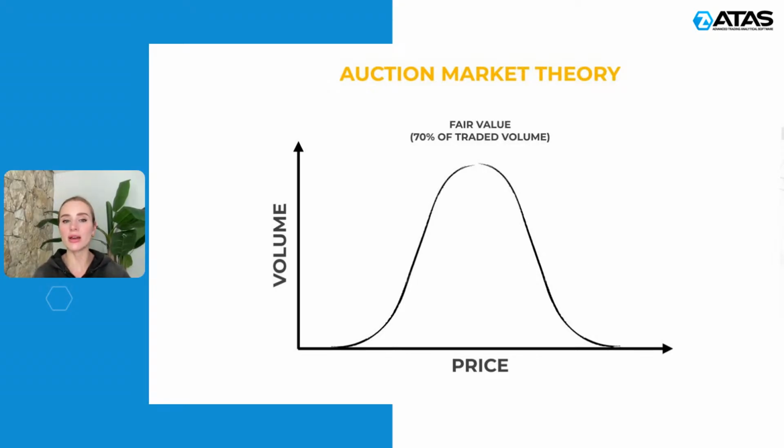Remember, the value area, fair value, is about 70% of the total traded volume for the specific period of time. Or we can also call it a balanced zone, where trade is most attractive, price is most attractive for this specific asset, and considered fair by both buyers and sellers.